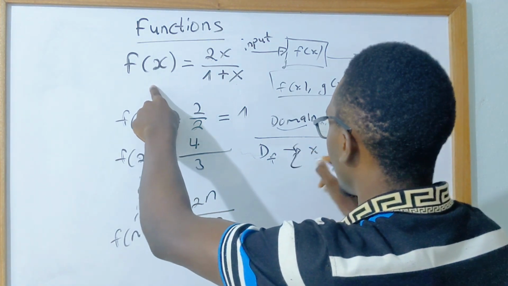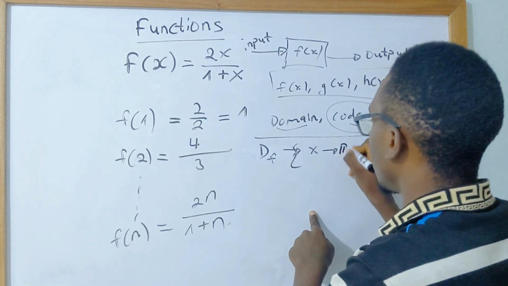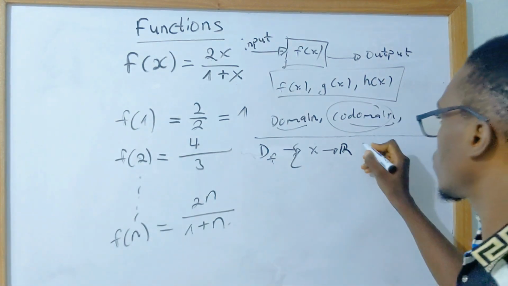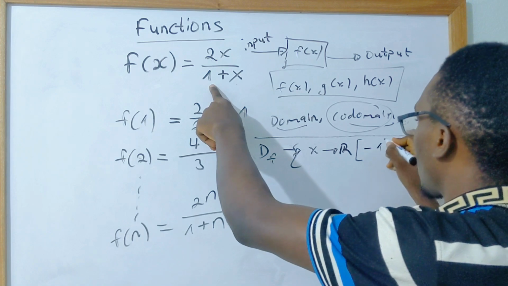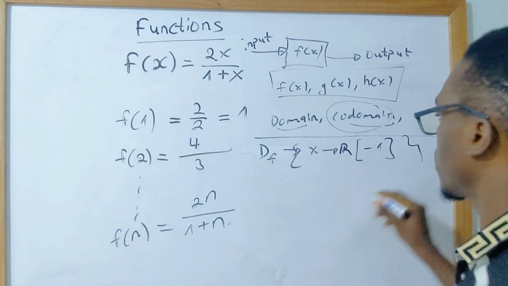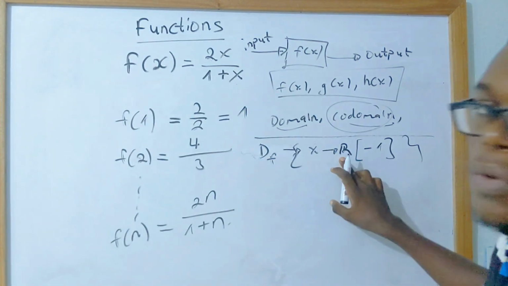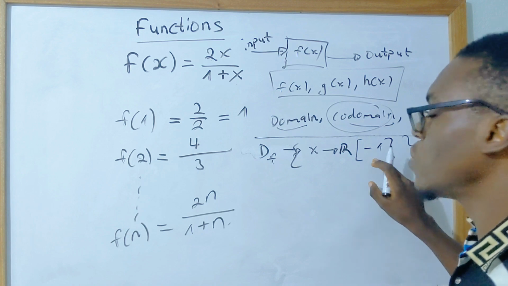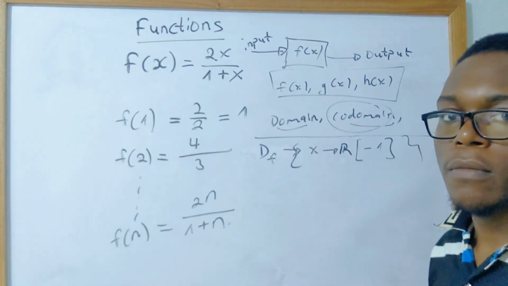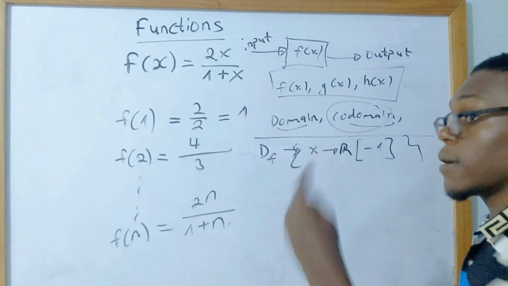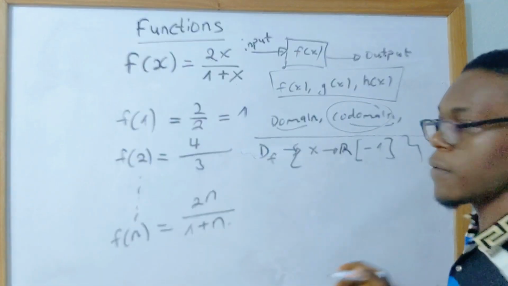The domain of this function will be what? x that belongs to a set of real numbers. Okay, excluding what? We exclude negative 1. And any number that is in this range, x belonging to a set of real numbers excluding negative 1, will be in the domain of this function. Okay, we will give an answer at the end as the domain of the function.